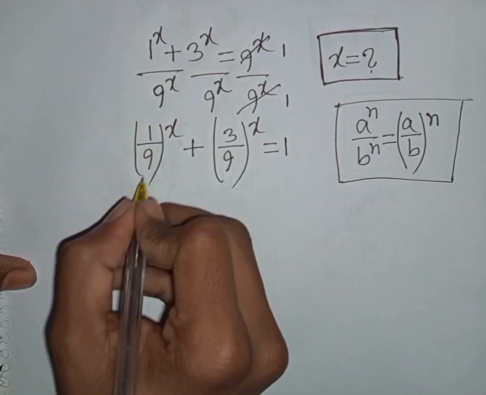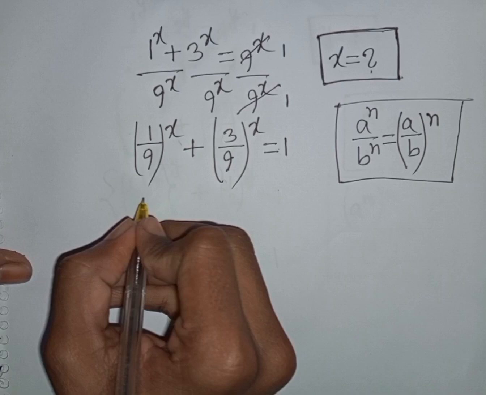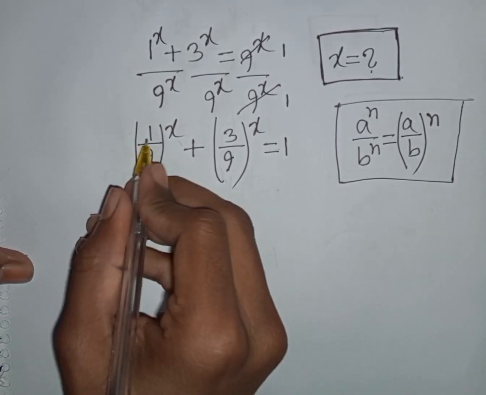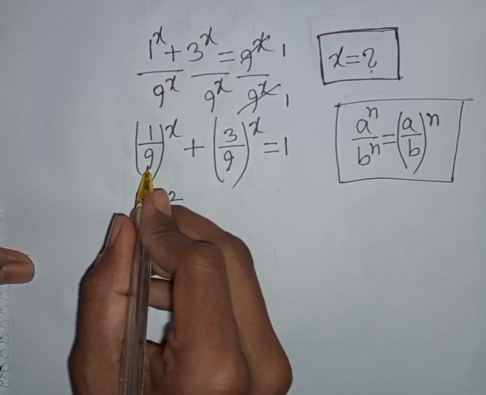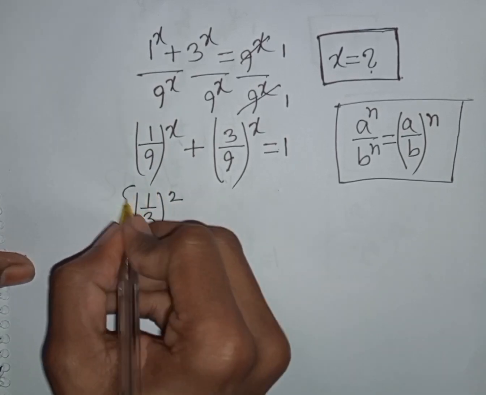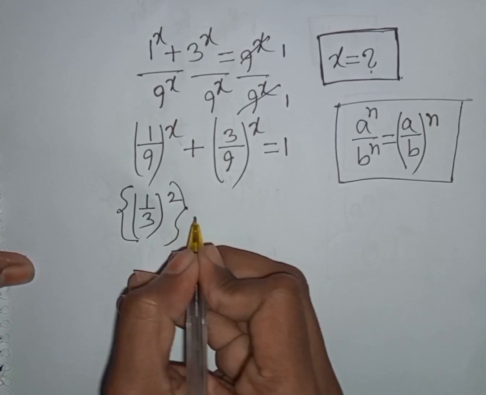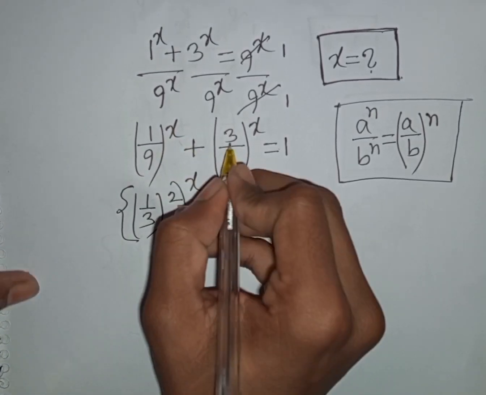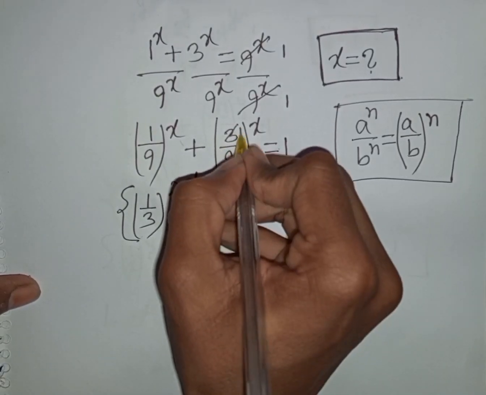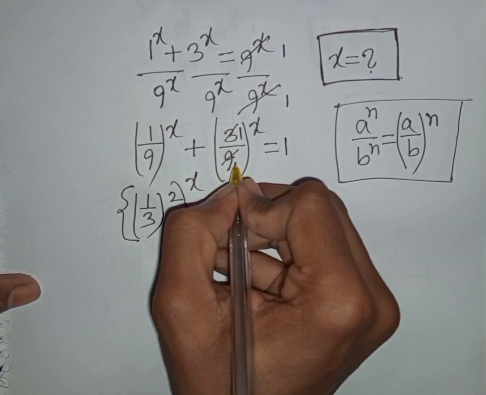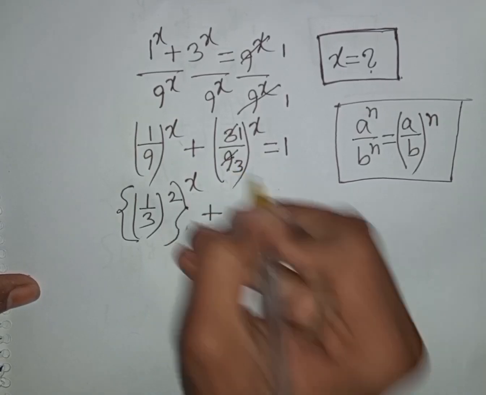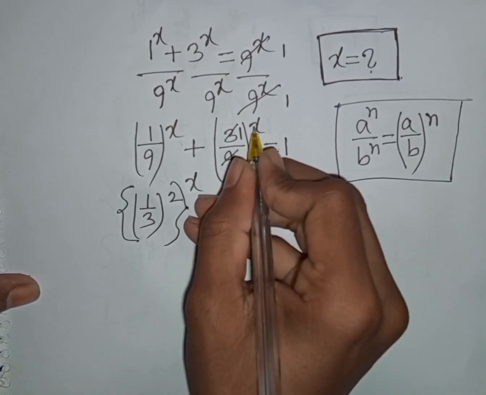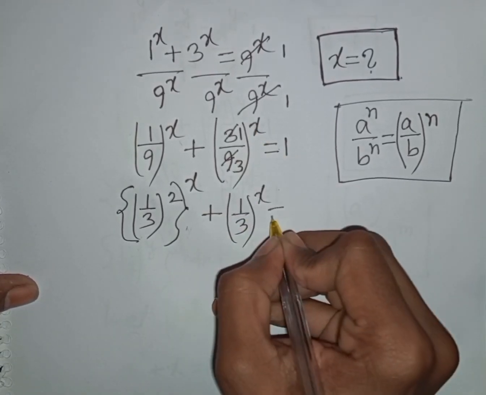Now 1 by 9 can be written as 1 by 3 bracket power 2. Then this first bracket can be written as second bracket, power of x, plus here 3 divided by 3, that means it will be 1, 9 divided by 3, that means it will be 3. So we have 1 over 3, bracket power of x is equal to 1.